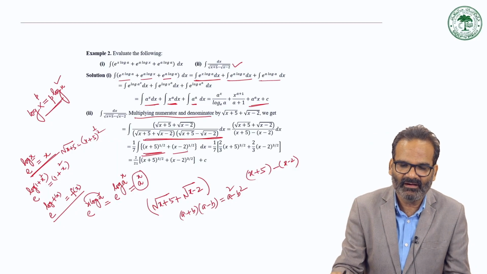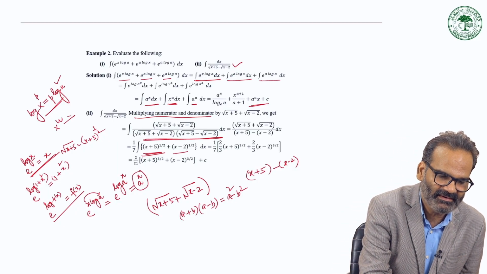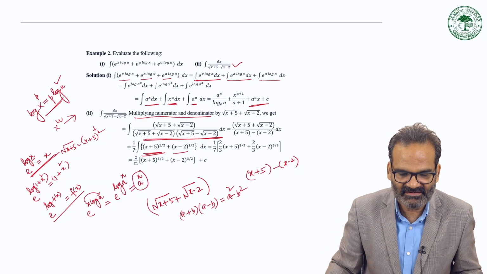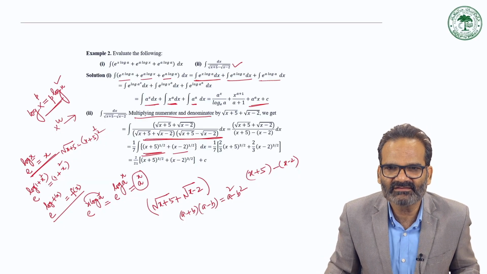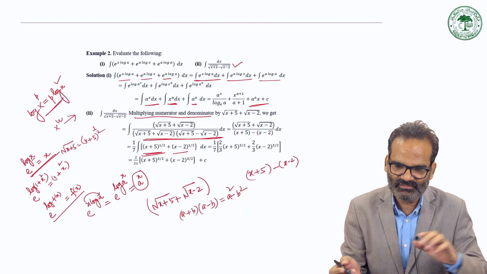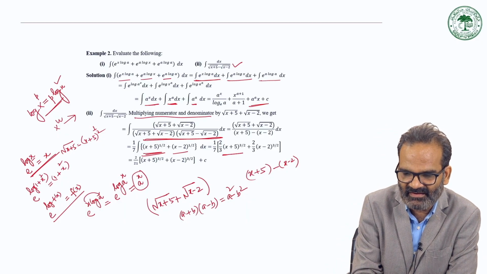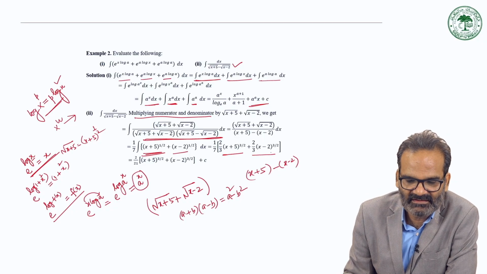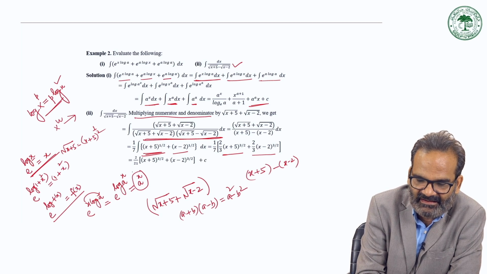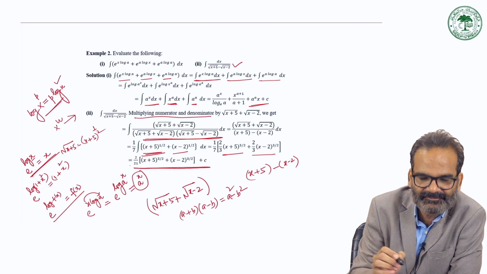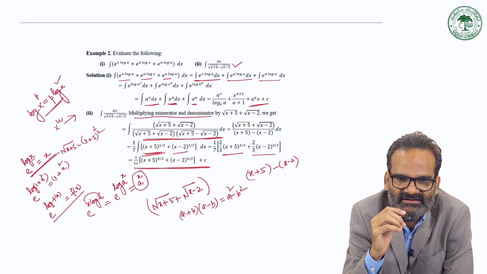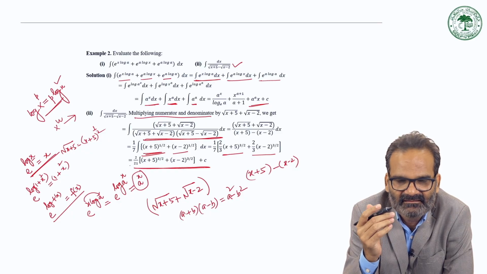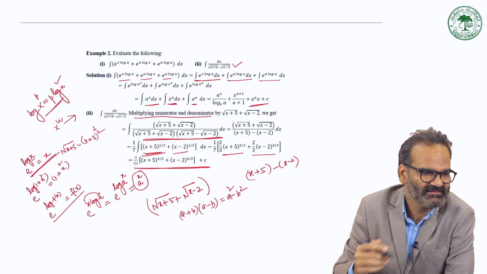Now you can use the formula for the integral of x raised to the power n. The integral of (x plus 5) raised to the power 1 upon 2 is (x plus 5) raised to the power 3 by 2 divided by 3 by 2. So you will get 2 by 3 (x plus 5) raised to the power 3 by 2 plus 2 by 3 (x minus 2) raised to the power 3 by 2. 2 by 3 can be taken outside, so finally you get this as the integral of the given function. So students, I think I should stop here and we will consider the subsequent topics in the next lecture.